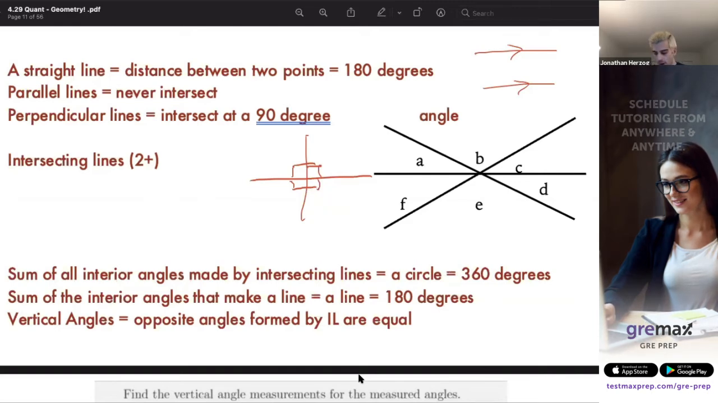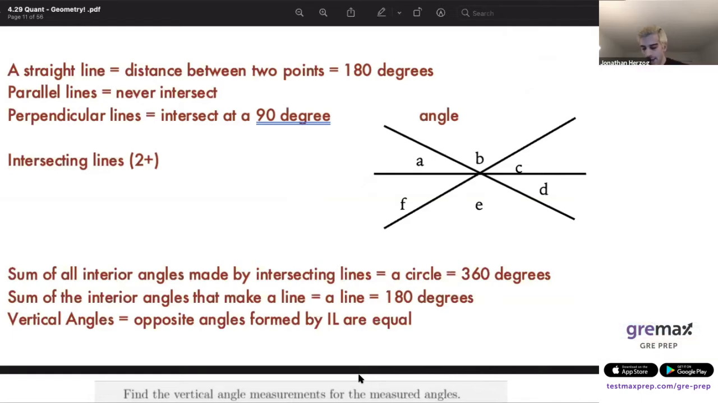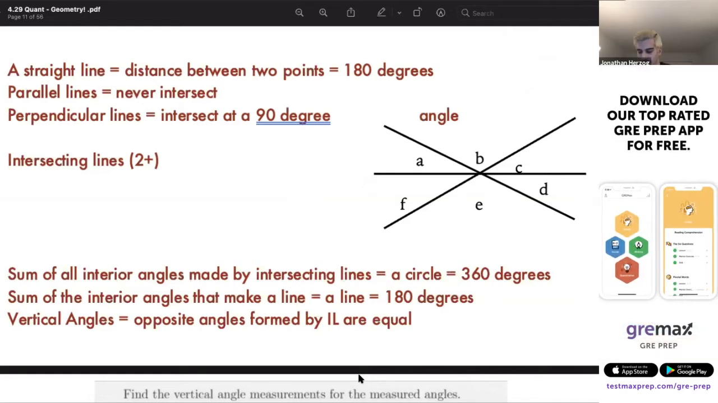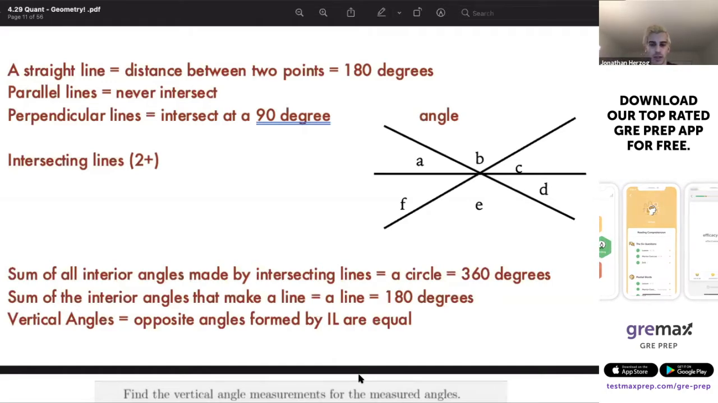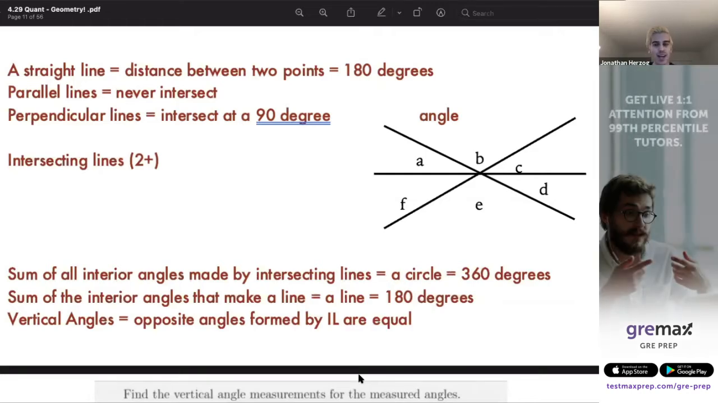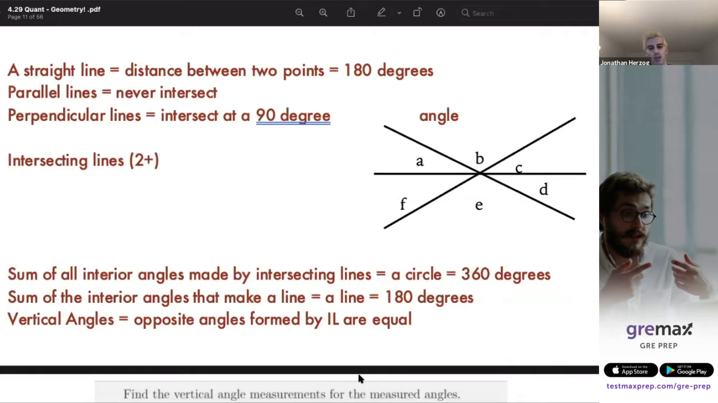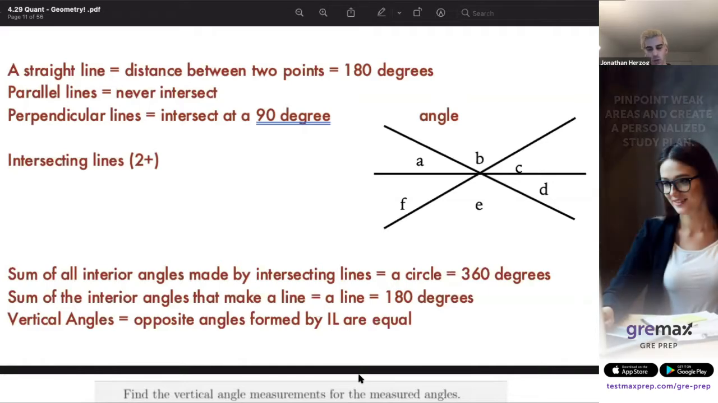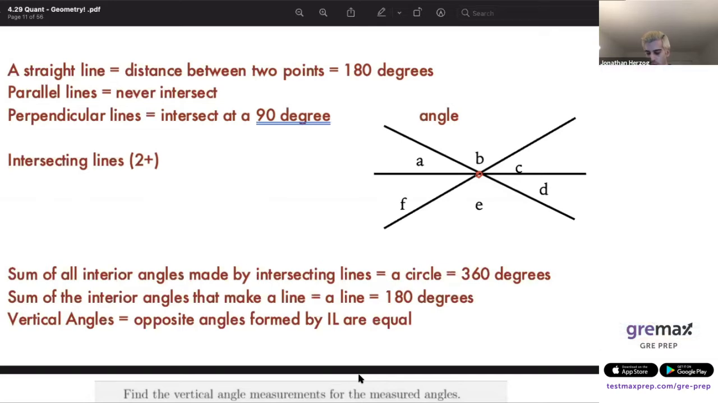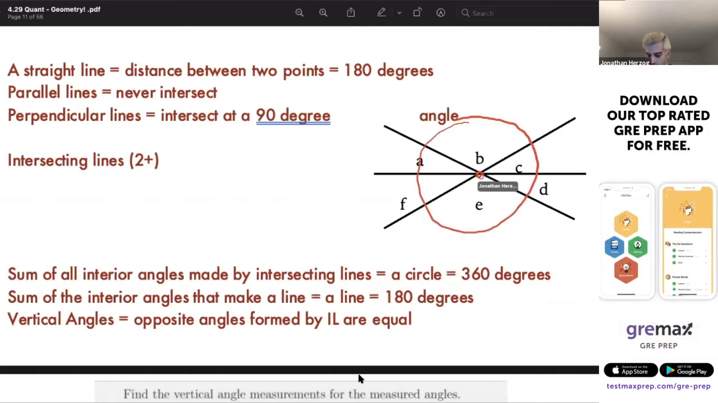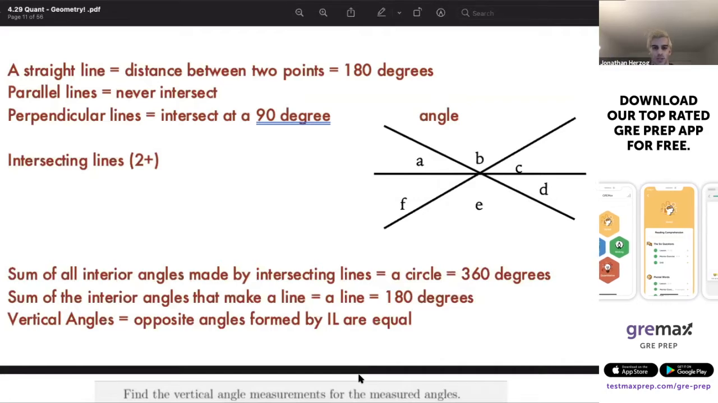Intersecting lines, two or more, as indicated in the diagram here, with angles A, B, C, D, E, and F. An angle, again, is measured in degrees, formed by the connection of two particular lines or line segments. We find with intersecting lines, these lines that cross over one another, the sum of all interior angles made by intersecting lines constitutes a circle, or a set of points that are all equidistant, the same distance from a center point. And that has 360 degrees. So you can imagine a circle being drawn. And so all these angles, the sum of them all is 360 degrees.